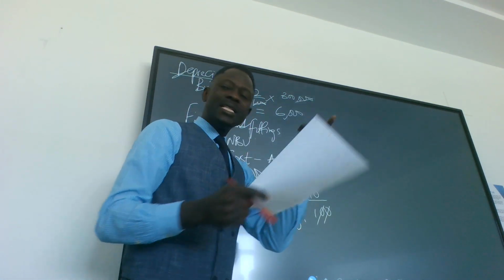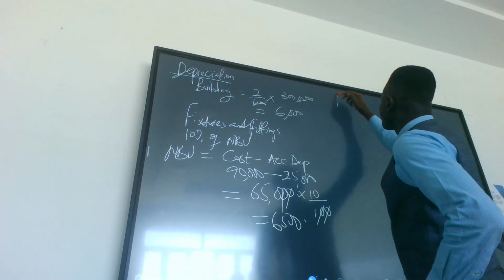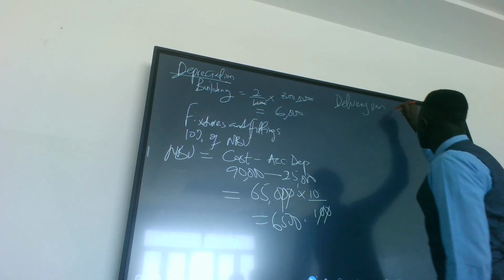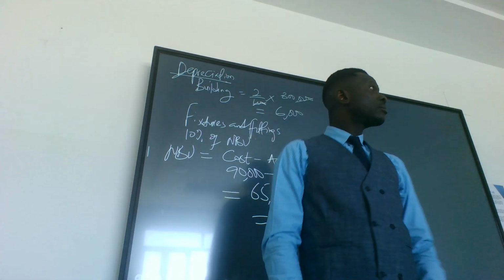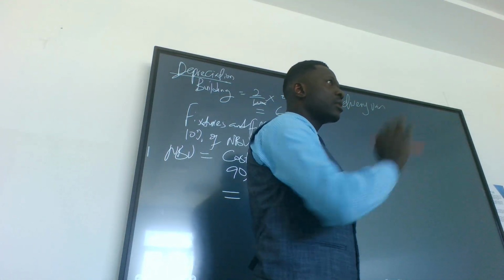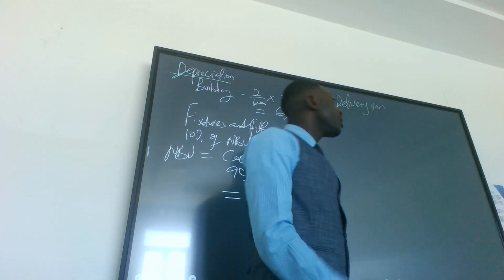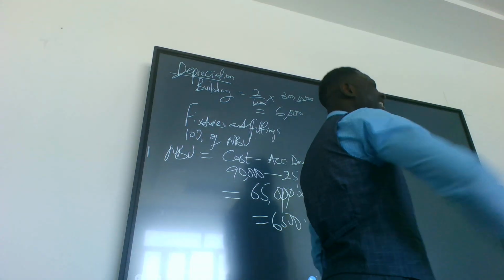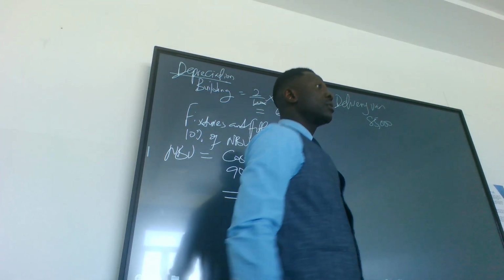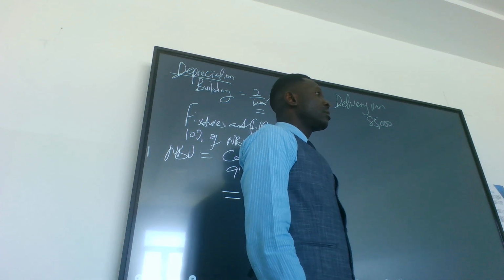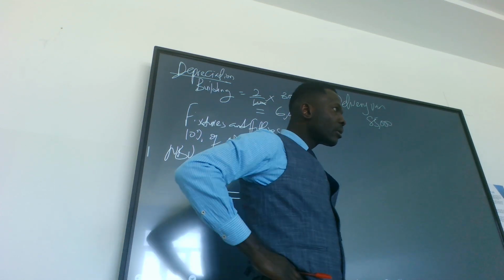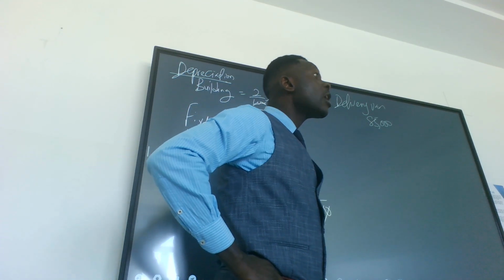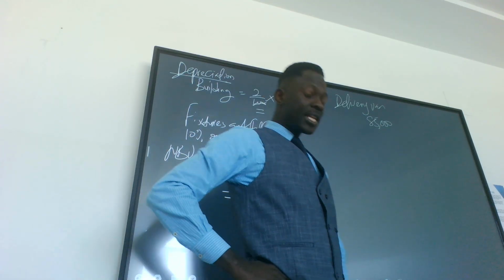What else do we have there? Delivery van. What was stated about delivery van? 10% of cost. What is the cost of delivery van? 85,000. So go to the additional information. What was stated in the additional information on delivery van?